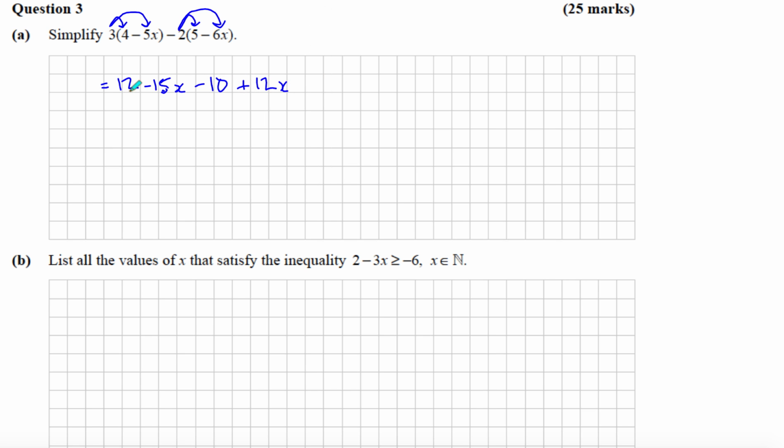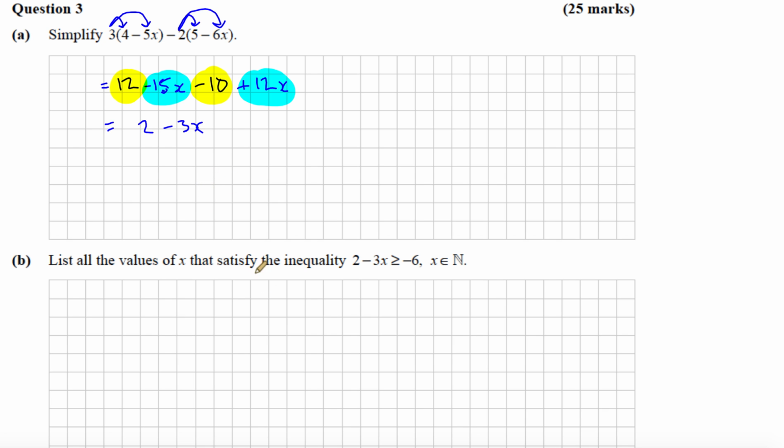So then we're going to combine the like terms, so we'll have minus 15x plus 12x, we can combine them, and then we're going to have the 12 and the negative 10 together. So that will give us 12 minus 10 gives us 2, and minus 15x plus 12x is just minus 3x. So that's the end of part A.